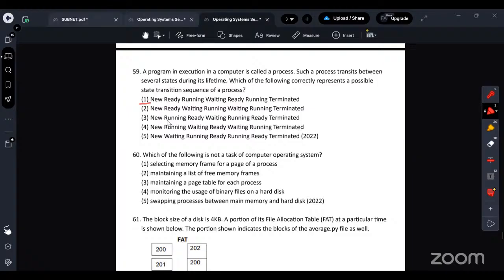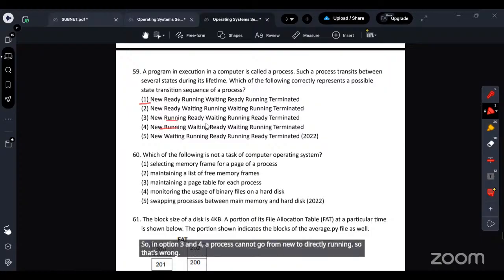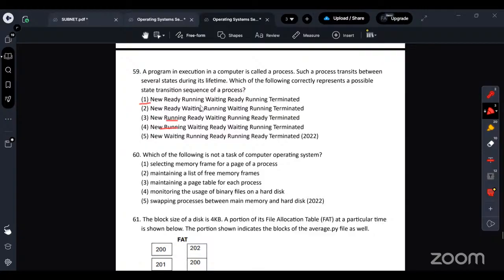In options 3 and 4, a process cannot go from new directly to running. So that's wrong. In option 2, a process cannot go from waiting directly to running. So that's why those are wrong.